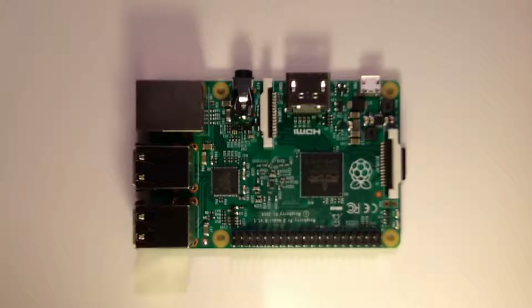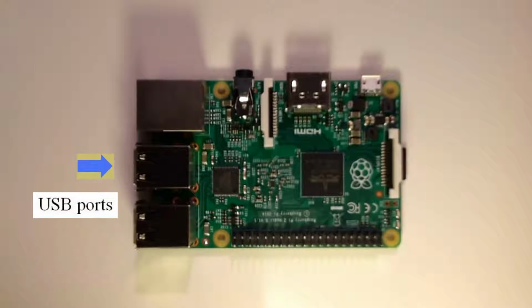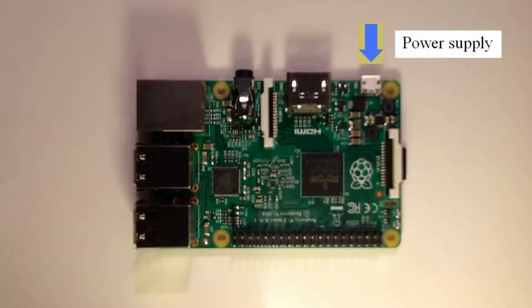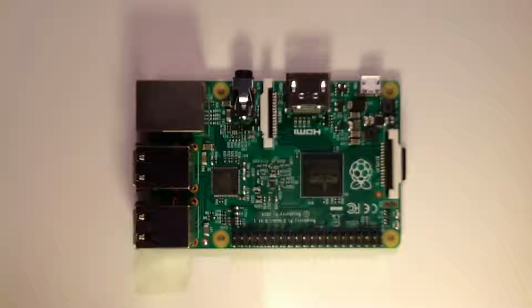Let's take a look at the ports that we shall be using in these three videos. There are two sets of two USB ports, an Ethernet port, an HDMI port, a port for the power supply, and the GPIO general purpose input-output header pins. It is the power from these pins that we will use in our traffic light project.